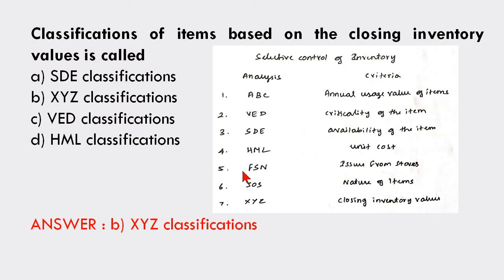FSN, fast, slow, non-moving, based on issue from stores. SOS, seasonal, off-seasonal, based on nature of the item. XYZ analysis, closing inventory value. So as per our question, closing inventory value, it is based on XYZ analysis.